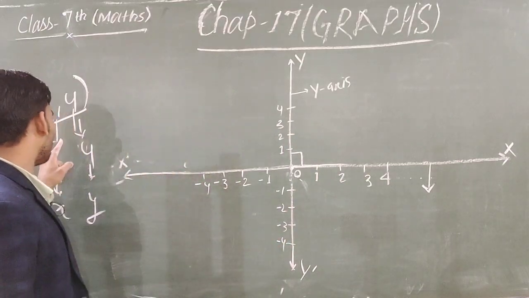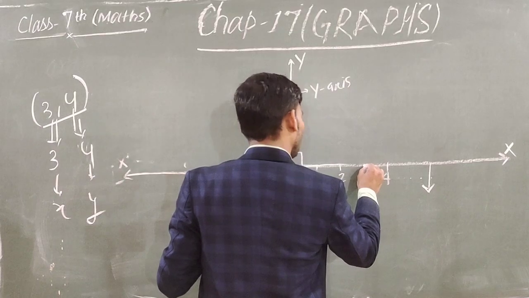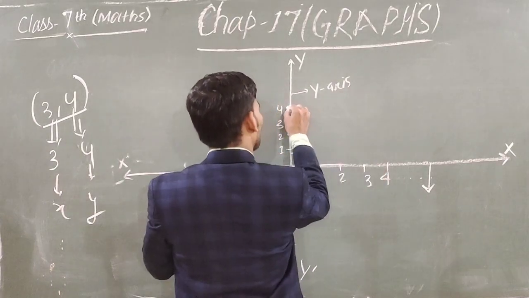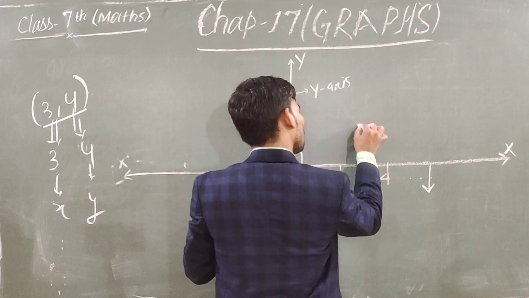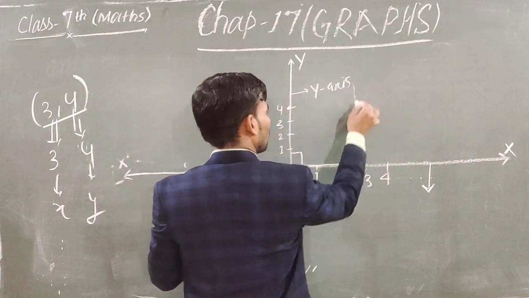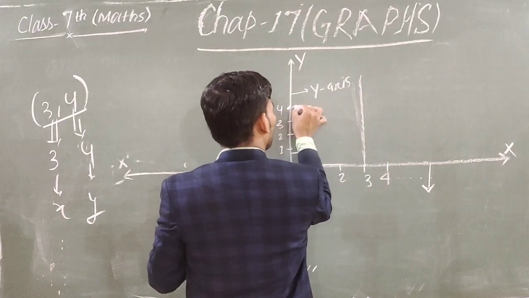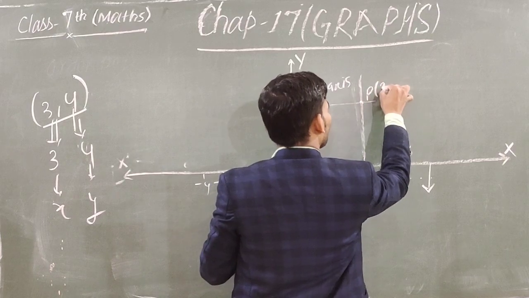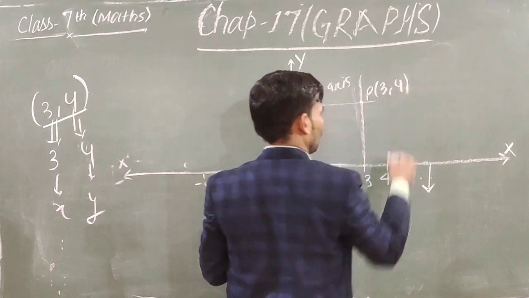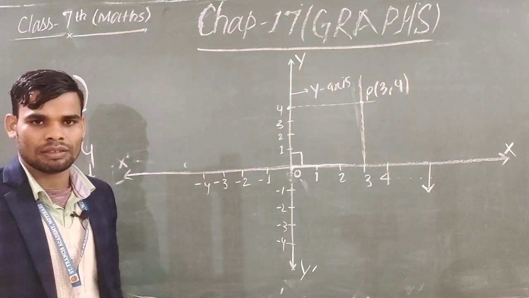After that, instead of x you take 3 and instead of y you take 4. After that, from 3 you go parallel to the y axis, and from 4 you go parallel to the x axis. Then you will get this point. Suppose this point is P, then its coordinates will be 3 comma 4. This is how we will represent a point in the Cartesian plane.